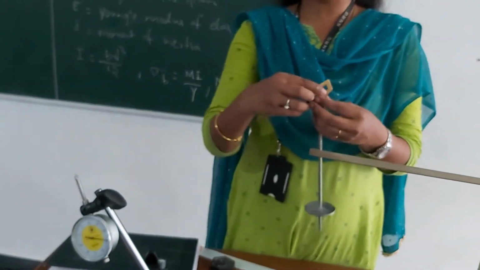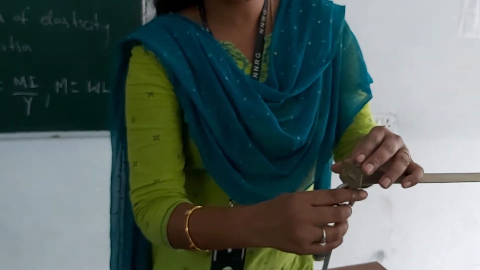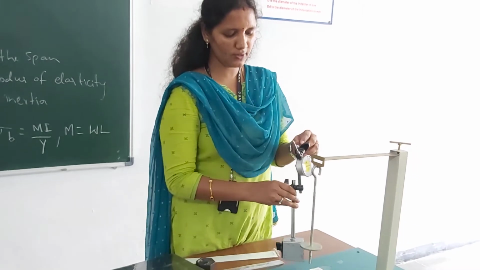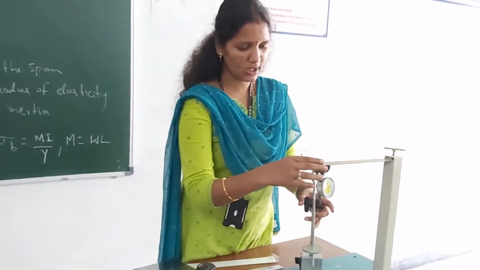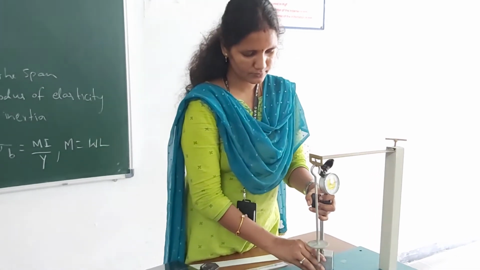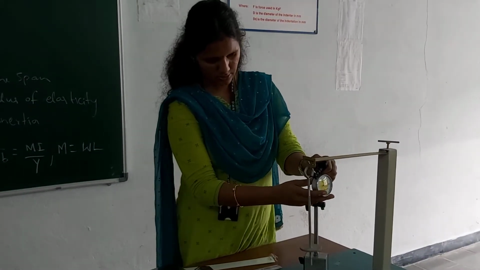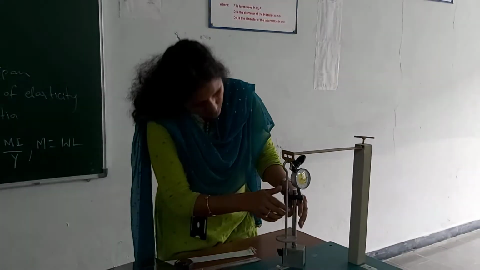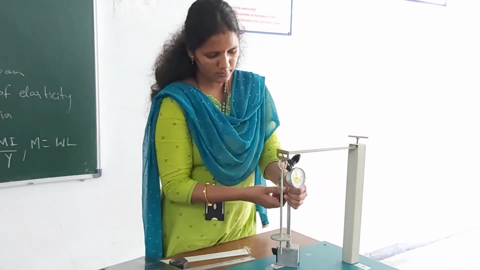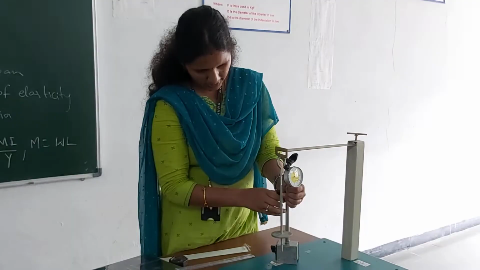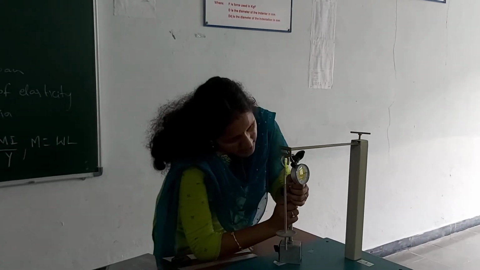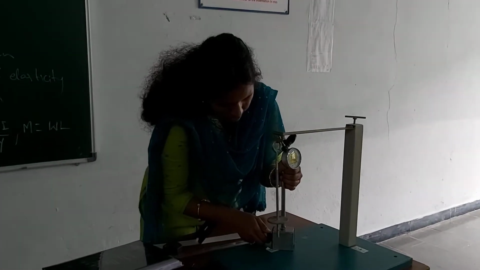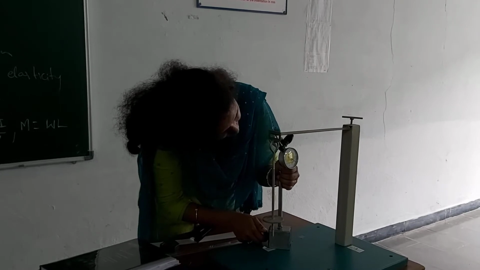Now, at the start of the experiment, we have to fix the loading span, and at the point of loading we have to fix the dial gauge so that we can get the appropriate deflections by applying the load on it.